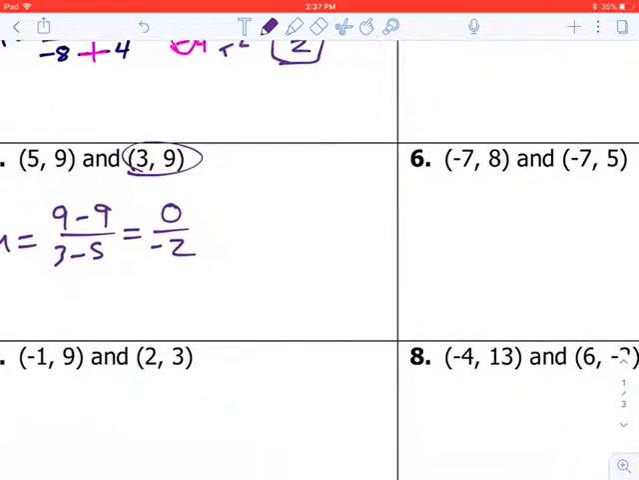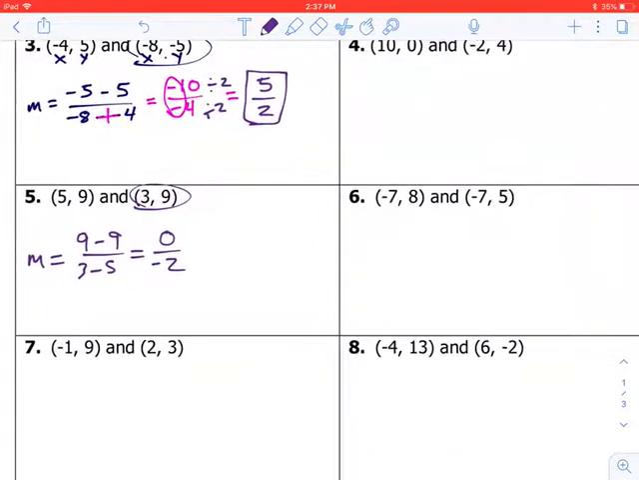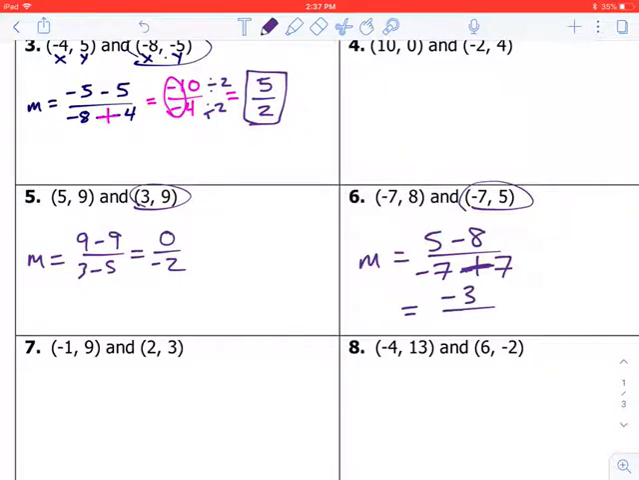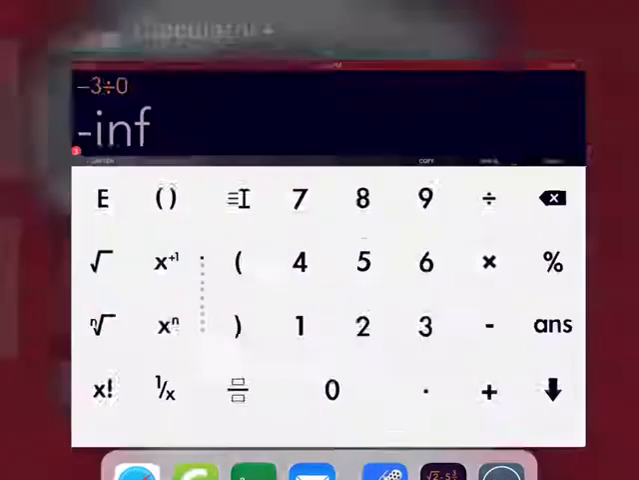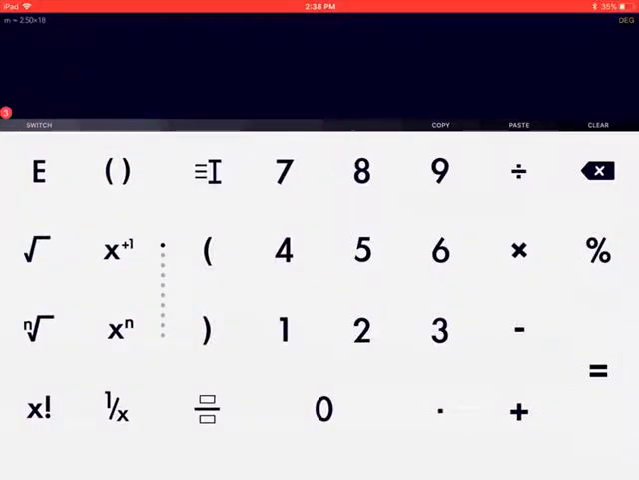Okay. Now, before I calculate that, let's do this one, number 6. Starting with this. Y minus y is 5 minus 8. Negative 7 minus negative 7, which becomes plus 7, since it's a negative and a negative. So negative 3 over 0. So the question is, which one's 0 and which one's undefined? And if you're not sure, don't guess. Check your calculator. So I got 0 divided by negative 2 for the first one, which gives me 0.